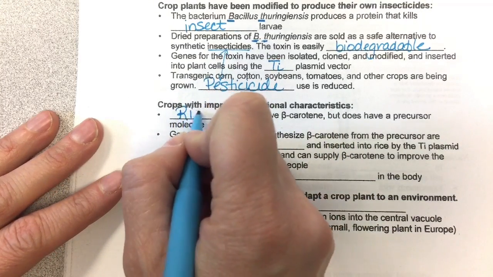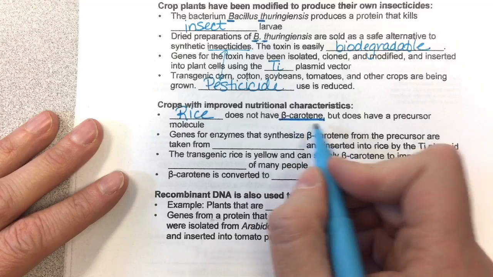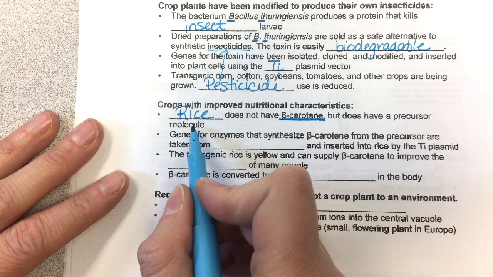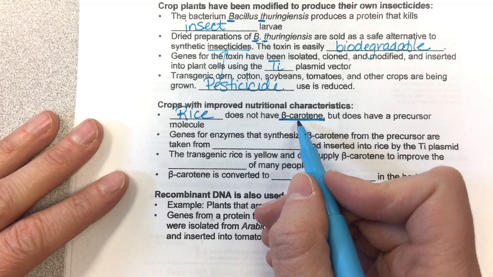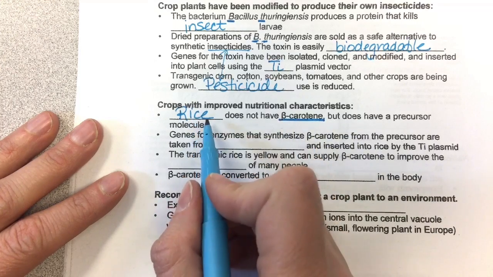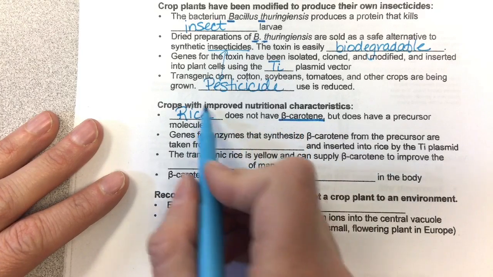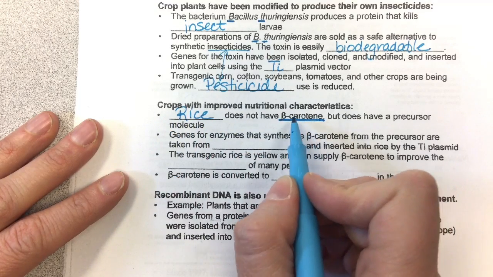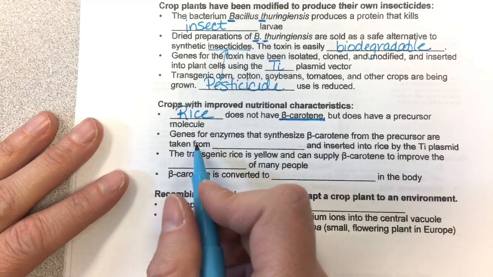So for instance, rice does not have beta carotene. This is a vitamin that is needed to make other molecules in our body. But rice does have a precursor molecule, so when you eat rice, you're not getting any beta carotene. There are certain areas of the world where people are deficient in beta carotene, and rice is easy to grow and a really cheap way to feed people. So the idea was, why don't we genetically modify rice to make beta carotene, and give it to people that are deficient in beta carotene in some third world countries and so on.